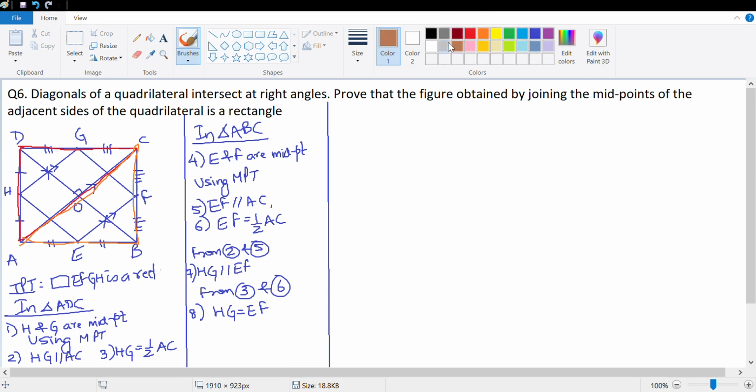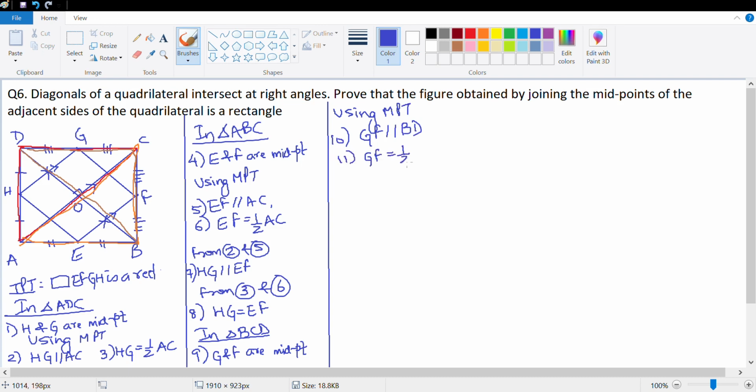which means this will definitely make a parallelogram. Now let's look at any other triangle. The next triangle that I refer to would be the triangle made by the diagonal BD. So in triangle BCD, number 9 is G and F are midpoints. So what does it give us? Using the midpoint theorem, I get number 10, GF is parallel to BD, and number 11, GF is equal to half of BD.